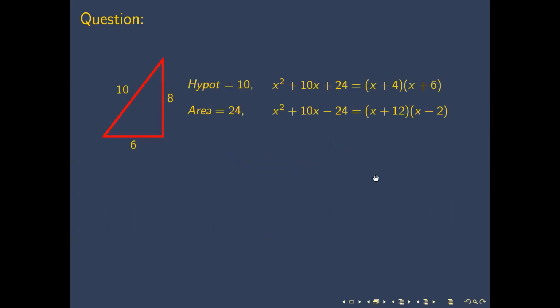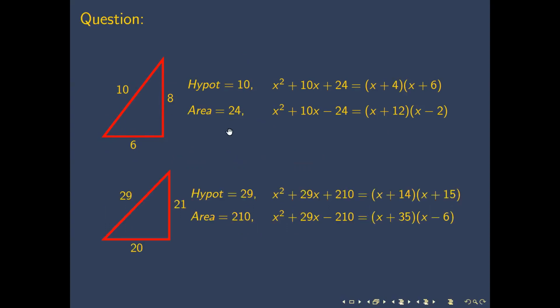Okay, so for example, the one I always give is 6, 8, 10. Sure enough, hypotenuse 10, area is 24, and those both factor. You can take your favorite Pythagorean triangle. So mine's always been 20, 21, 29. Sure enough, it gives you two guys. They both factor. If you want to be a mean teacher, you can make a whole quiz out of problems just like this.